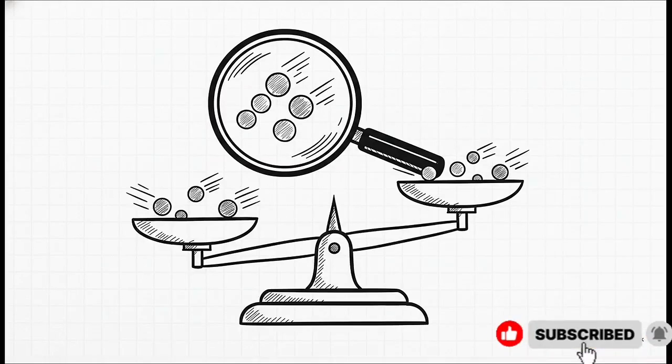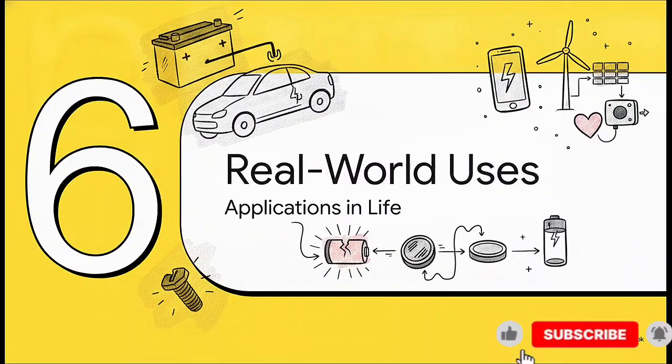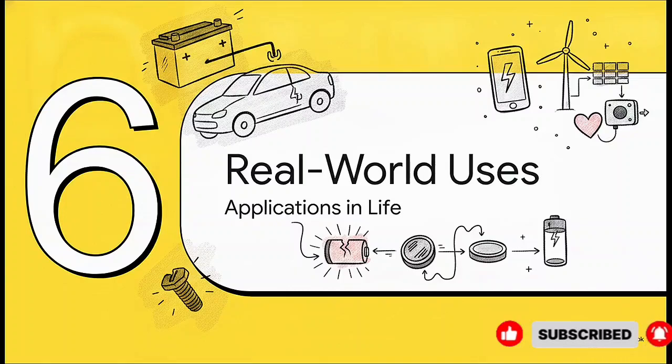Miscalculating N, usually because of an improperly balanced chemical equation, is literally one of the most frequent and costly mistakes students make on their exams. If you don't know exactly how many electrons are moving, your entire Nernst calculation just falls apart. Always balance your redox reactions first. Section 6. Real-world applications. All right, let's bring all of this academic theory and mathematics back down to reality.